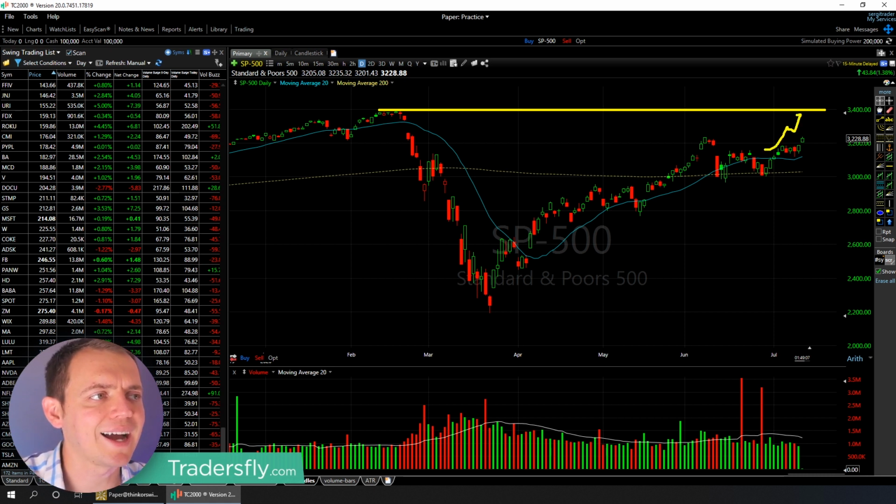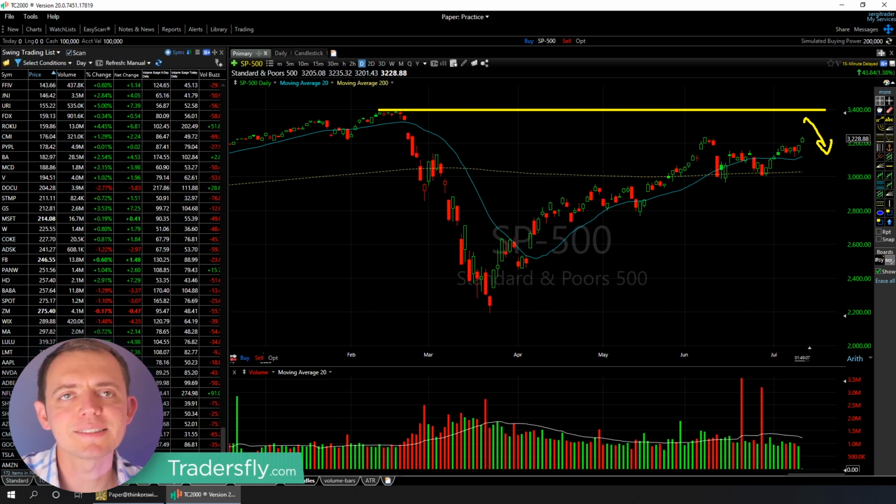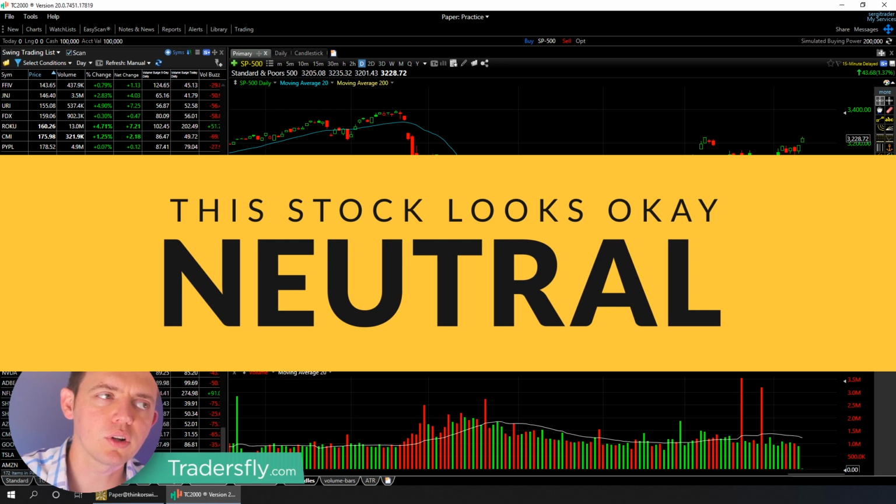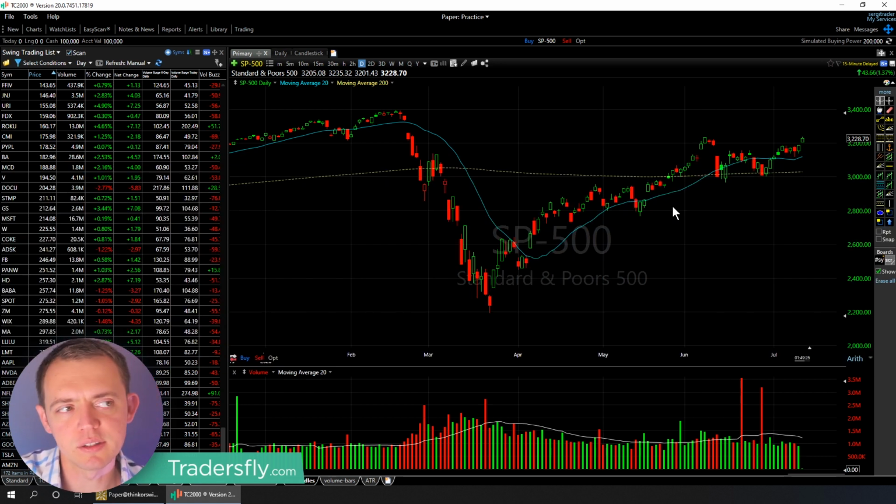And as you approach these higher levels, that could also be a little bit of a problem. So just keep in mind that the market is quite a bit stretched, and you want to be a little more cautious here. So a little more neutral on the positioning. I wouldn't go too crazy in the too bullish spectrum, and I wouldn't go too bearish either.